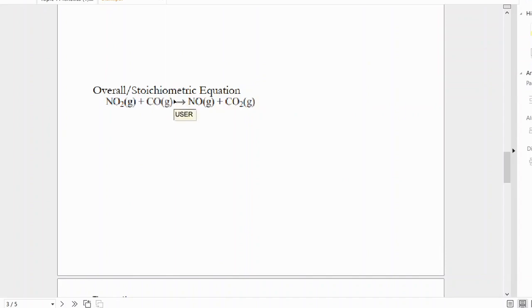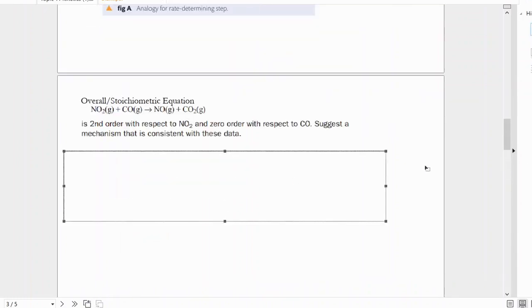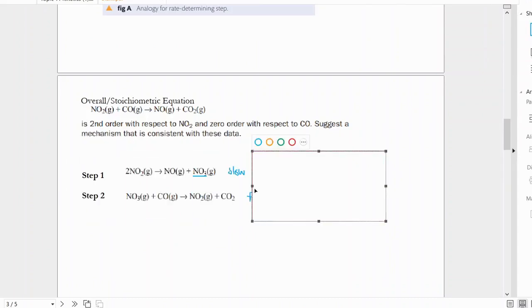But these overall and stoichiometric equations are often deceiving because not all reactions take place in a single step. This suggests that all these react to form all this in a single step, but this does not happen in actuality. What actually happens is this whole reaction takes place in steps. So it has a mechanism. It has a real mechanism. It takes place in step 1 and in step 2.